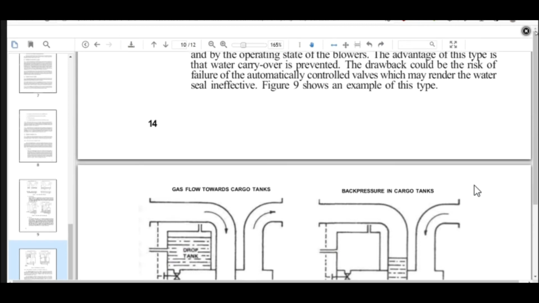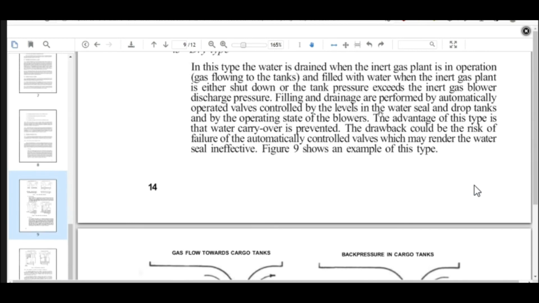It is automatically regulated by pressure. Absolutely. It is automatically regulated by pressure.